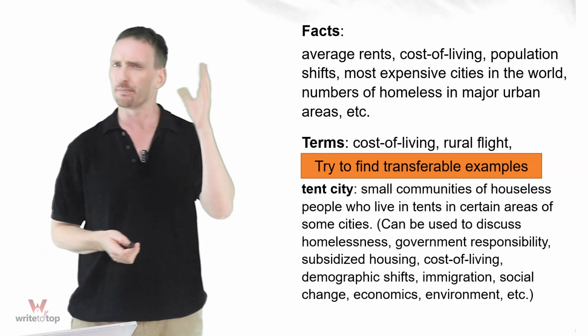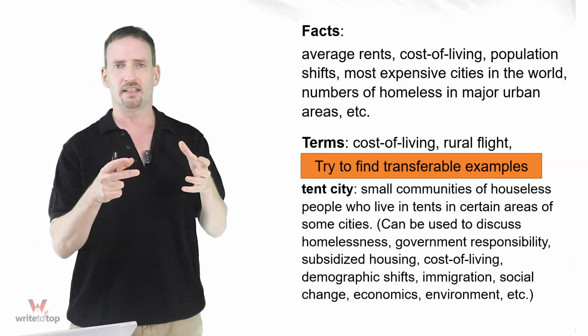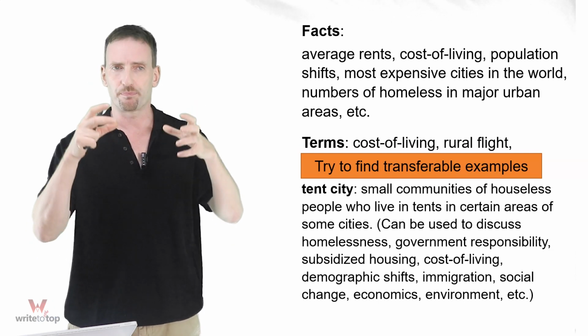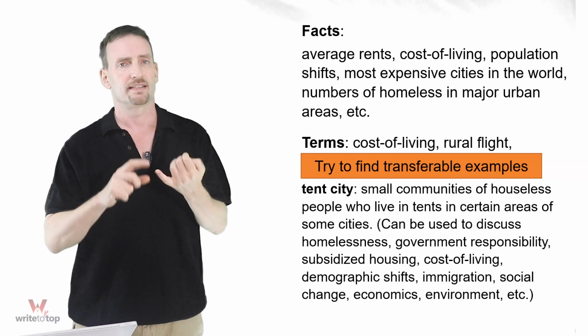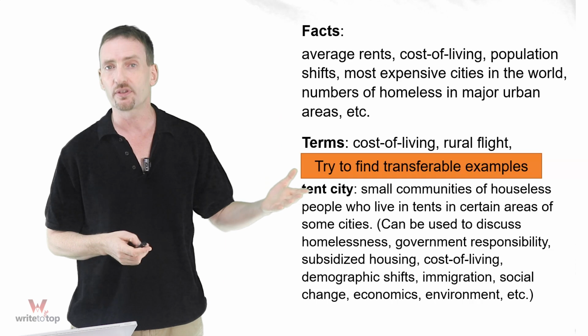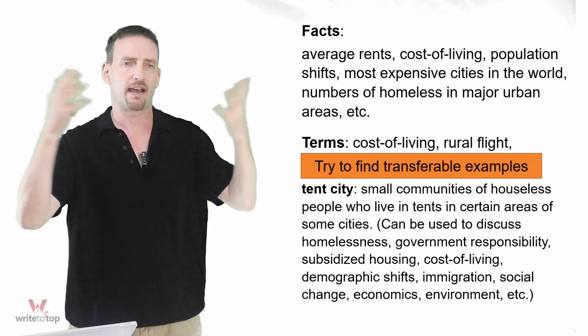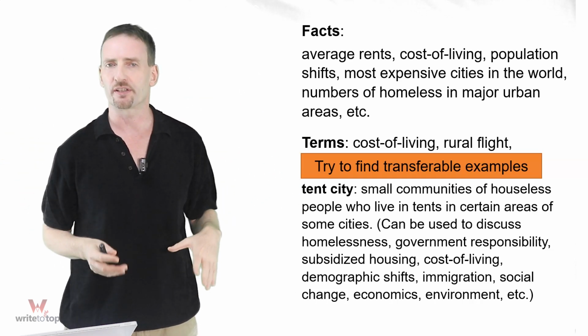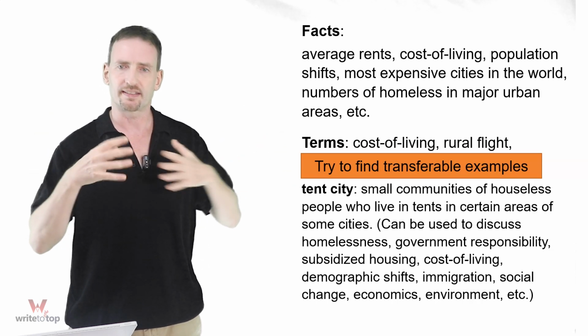So for example, I mentioned before tent city. A tent city is basically a small community of people living in tents. Some of them are homeless, they have no choice, they can't afford to pay rent or to buy a house. Some people do it because they're just tired of the system, they don't want to be under government control, they want to be off the grid, etc.